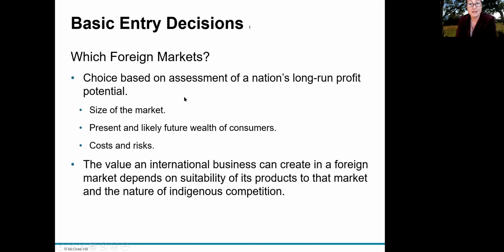Let's start with basic entry decisions, such as which foreign markets to enter. So what we do is we assess long-term profit potential of each market. We do this by looking at the size of the market, the present and likely future wealth of the consumers within that market, and the costs and risks associated with being involved in that market. So the value an international business can create in a foreign market depends on the suitability of what they have to offer relative to that market and the nature of the competition that's within that market.